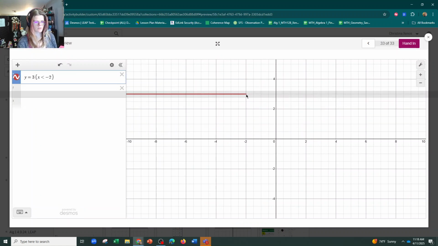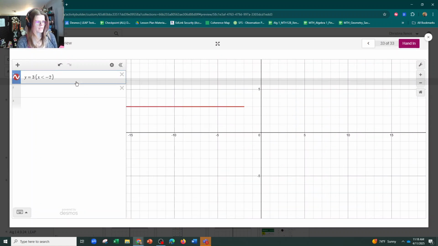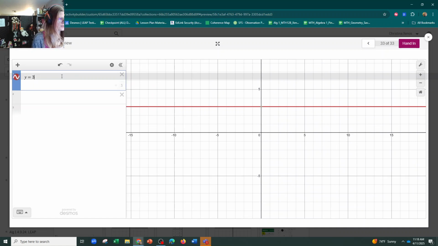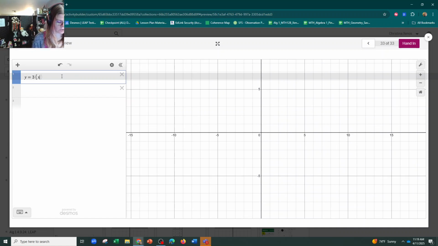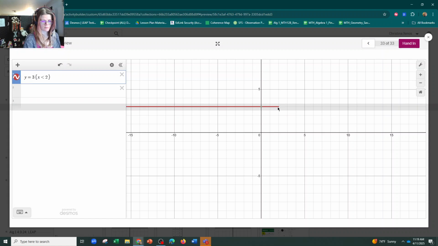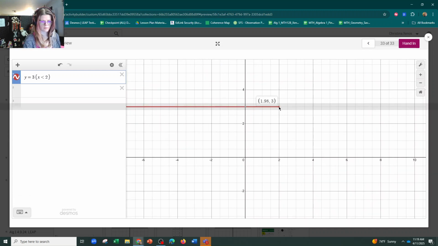So notice how it only gives me this part right here. It started out as one horizontal line, the whole thing. When I put in this domain restriction, that's what you're looking at here. It chops it off, and I only see the numbers that are less than 2. Not even 2 is included here. Everything less than 2. Like 2 doesn't actually have a dot right here. It's everything. So 1.99, 1.98.